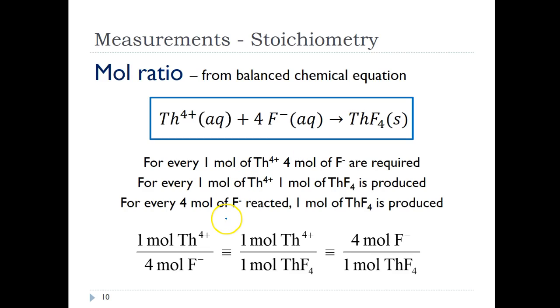So down below I have 3 different versions of the mole ratios I could get out of this equation. You choose whichever 2 substances you're interested in calculating between, and those are the 2 substances you use to get your mole ratio. It doesn't matter if they're both on the same side of the arrow or if they're on different sides of the arrow. It really doesn't matter. So you just pick the 2 substances you're interested in.